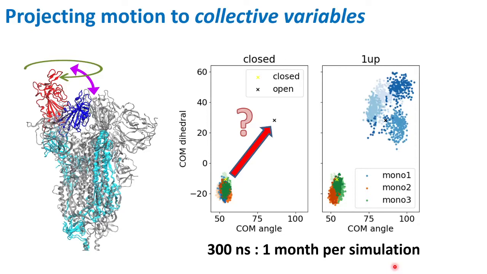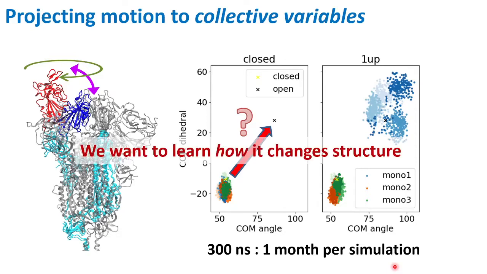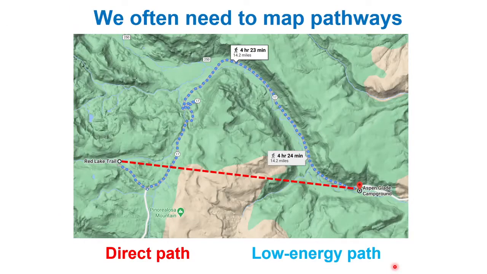What are the important parts? Are there intermediates? Things like that. And so we want to learn how it changes. So we can think about this as being on a map. We've got two locations on the map. We've got, for example, here on this one, we start out at the Red Lake Trail, and we want to get back to our Aspen Glade campground, and we want to know how to get there.